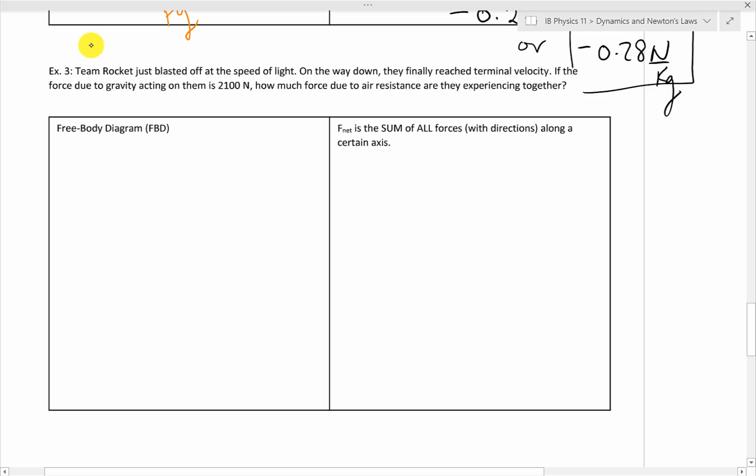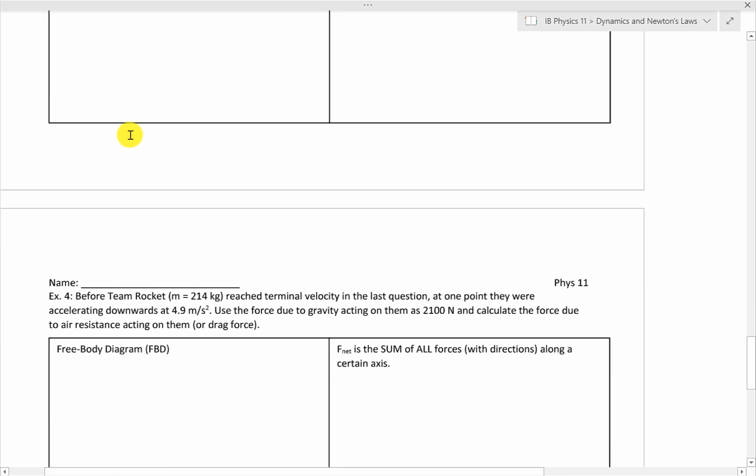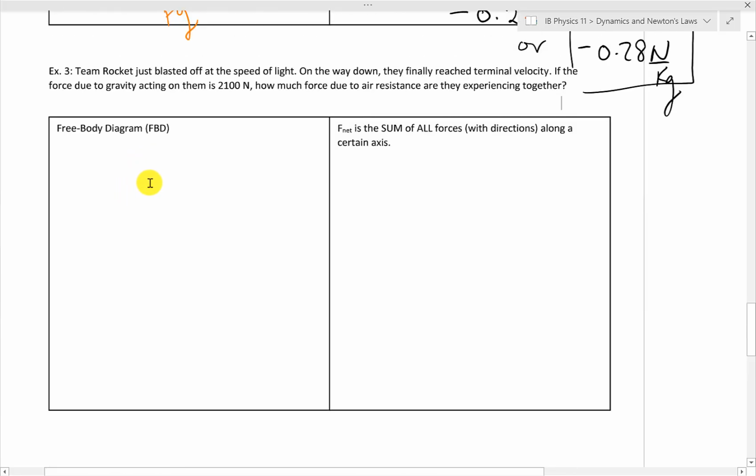This is the third video for going over Fnet and free body diagrams. Here I have an example and a follow-up example for you to try, and me putting solutions on Fast Play. So let's get to this example.